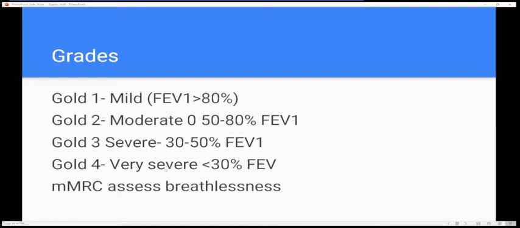There's another scale they use called the mMRC. That's just telling you how they are with getting breaths in, so it assesses their breathlessness. We'll talk about it in the next slide.